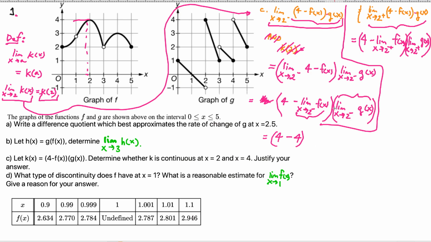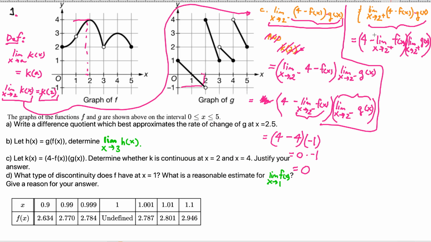But let's just practice. The limit as x gets closer and closer to 2 from the left along g. So this is to the left of 2, so I'm getting closer and closer to 2. The y value is getting closer and closer to negative 1. And I'm going to get 0 times negative 1. The left-hand limit equals 0.